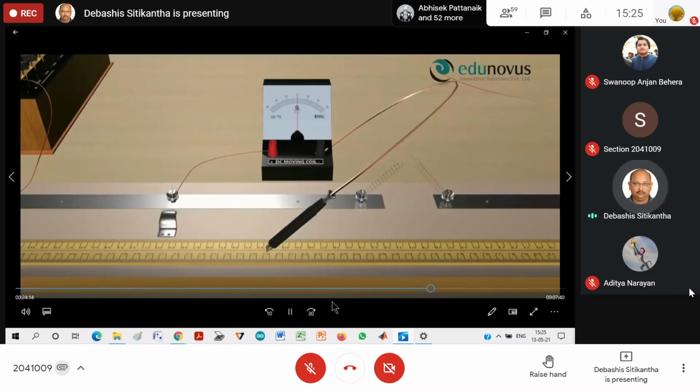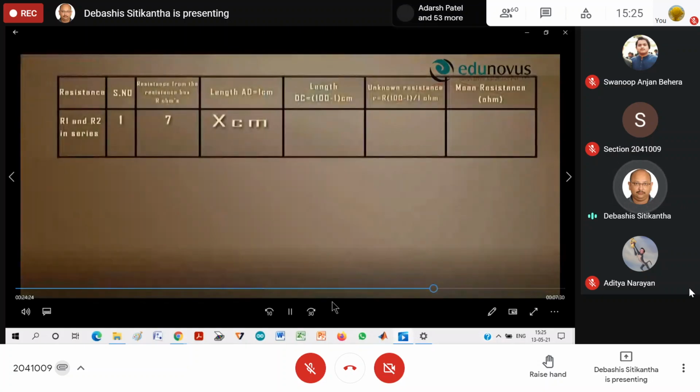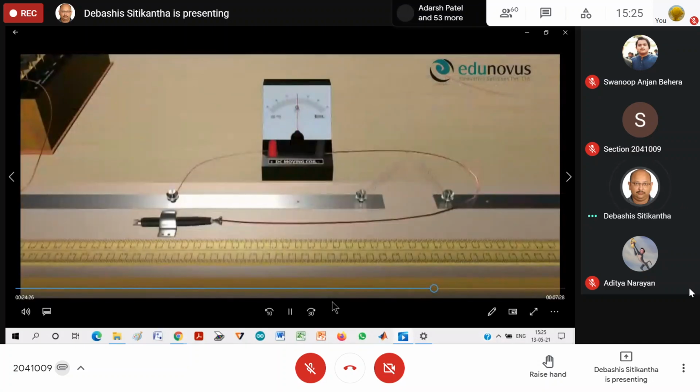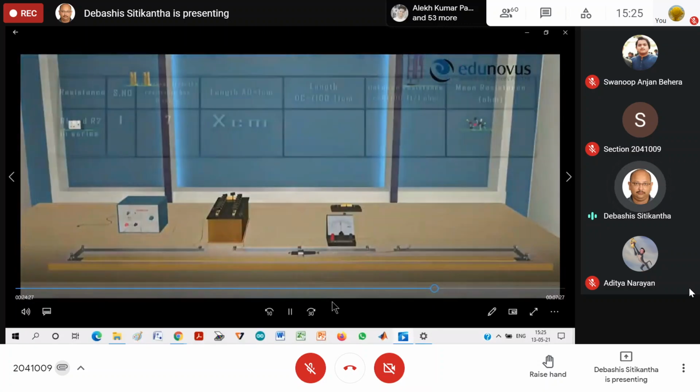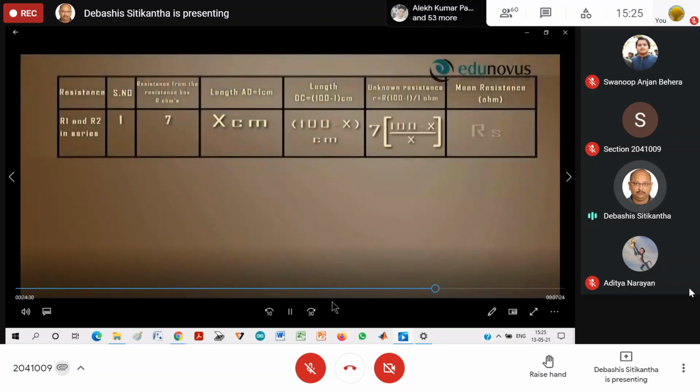As you can see, the galvanometer shows null deflection. Let's say the balancing length is x centimeters. Note this value under length AD, L centimeter. Calculate length DC and unknown resistance R.